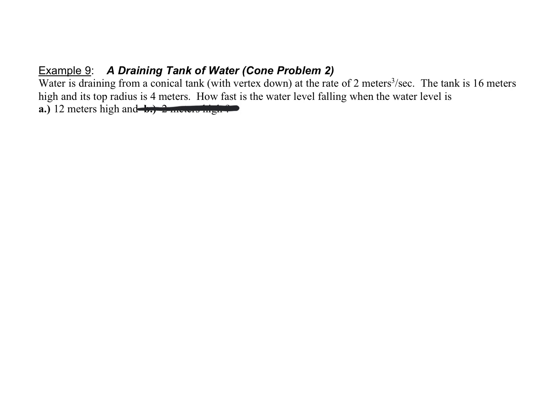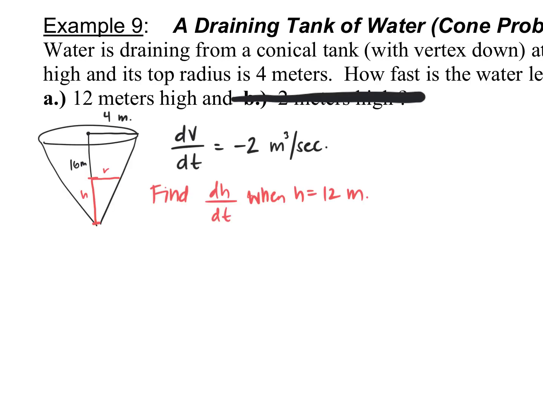But go ahead and pause this video, draw a picture of what you think this looks like, and label all of your givens and what we are trying to find. So hopefully your picture looks something like mine. We've got a cone, the height is 16, radius at the top is 4, but we're looking at when the height is going to be 12. How fast is the water going to be falling when that height is 12? So we are trying to find dh/dt when our h is equal to 12 meters.